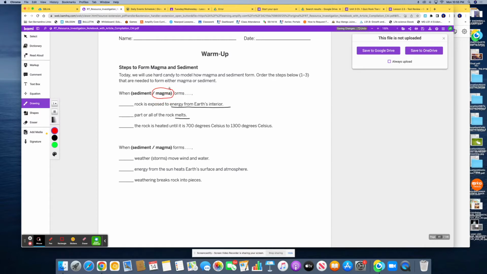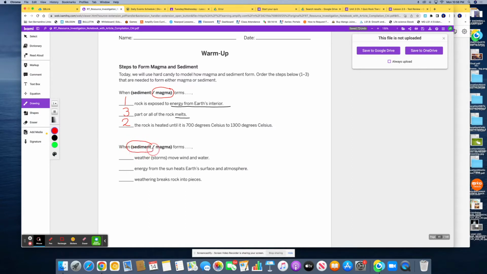And then we're going to see which one's the first step to create igneous rock. So first, when magma forms, rock is exposed to energy from Earth's interior. The rock is heated until it is 700 degrees Celsius to 1300 degrees Celsius. And then part or all of the rock melts. Okay, so that's how magma is formed.